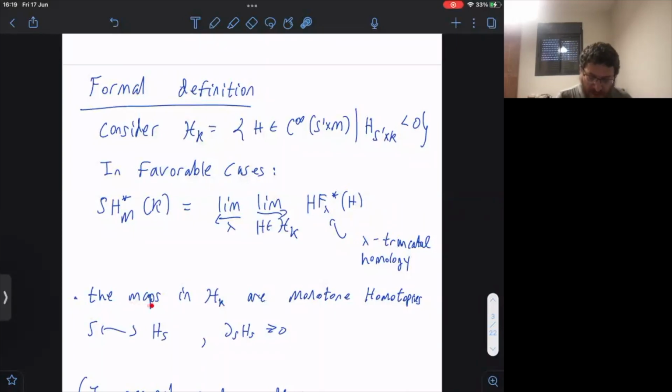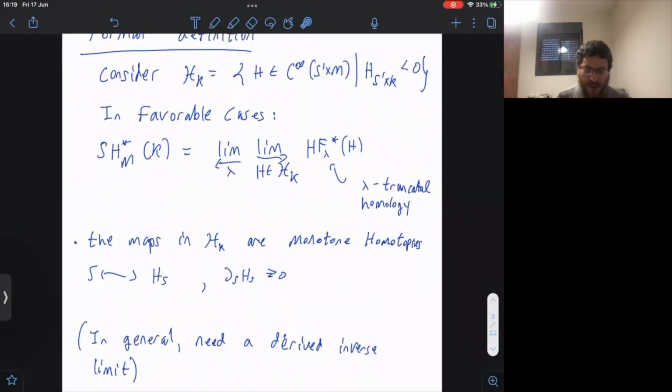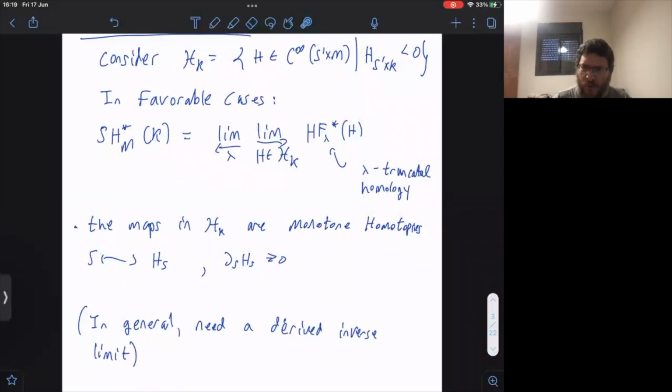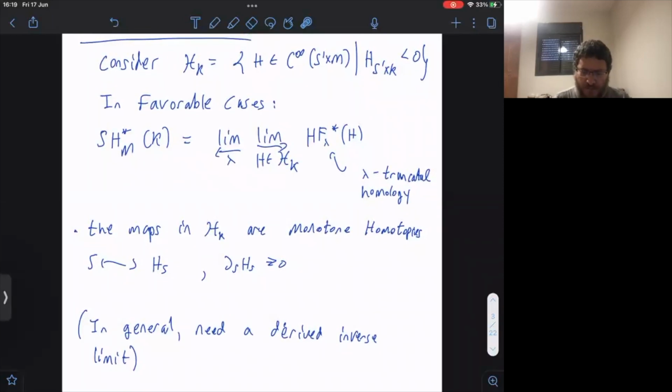When you say limit, you have to say what the maps are. The maps are induced by monotone homotopies. Given a pair of Hamiltonians, you can connect them by a monotone homotopy, so you're taking a limit over this kind of directed system. In favorable cases, this is all there is to it. In general, the part where you take this inverse limit has to be in some sense derived, but that will not matter at all for our discussions today.